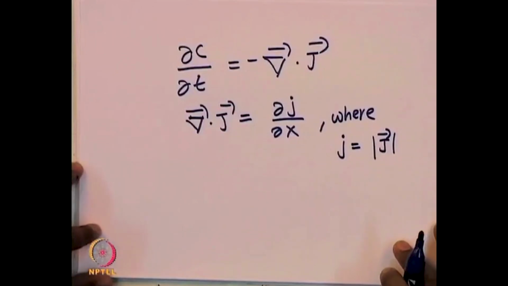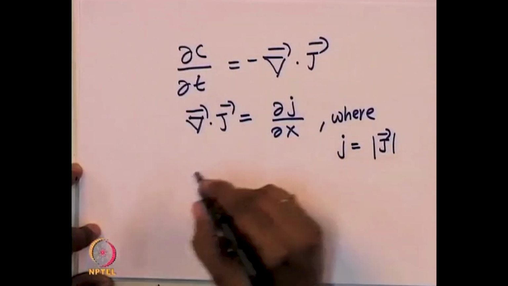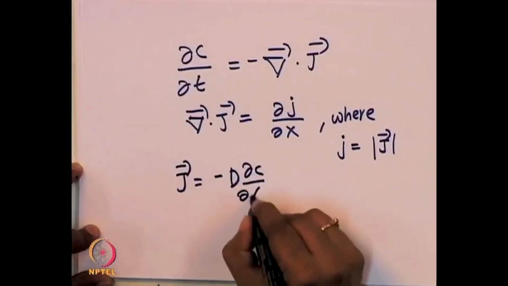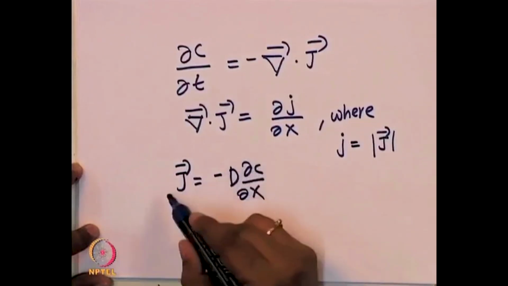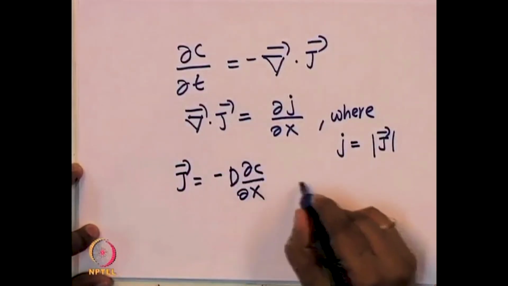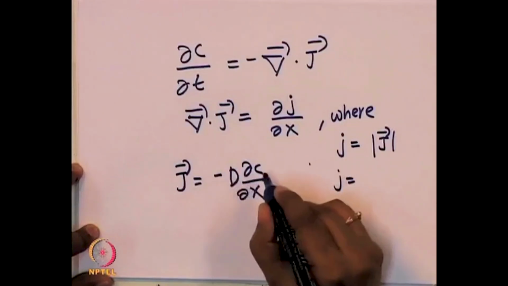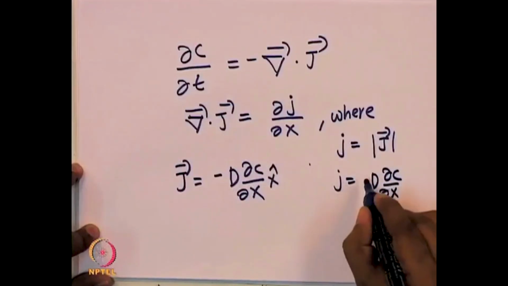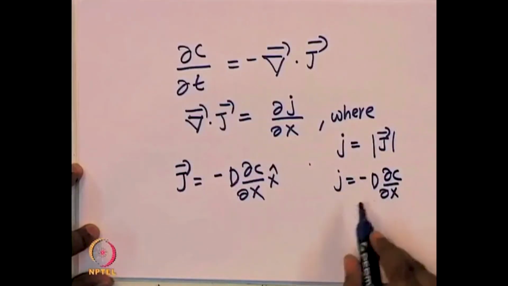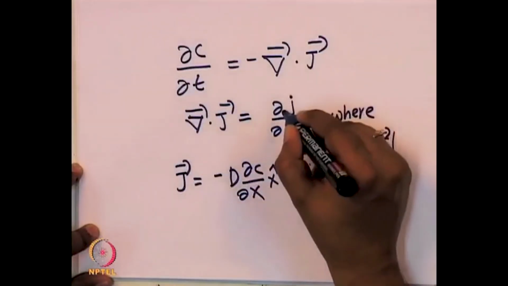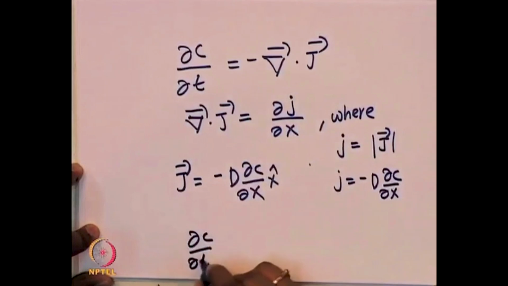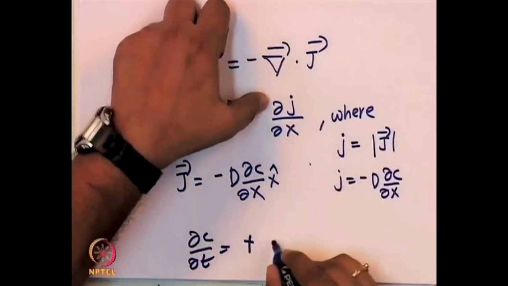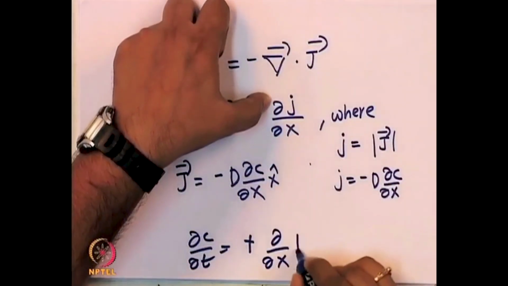Now, we also learned that j is minus d del C by del x, that is, if there is a change in concentration, then there is a flow. So, what does this imply? This implies that little j here, with an x cap, is d del C by del x with a minus sign. Now, if you substitute this little j here, what we get is del C by del t is minus del dot j, and minus plus, del dot j is del by del x of d del C by del x.